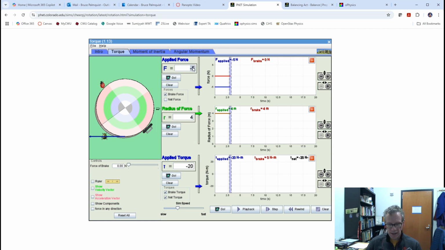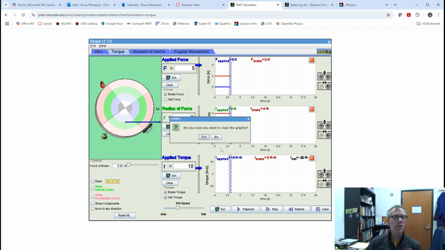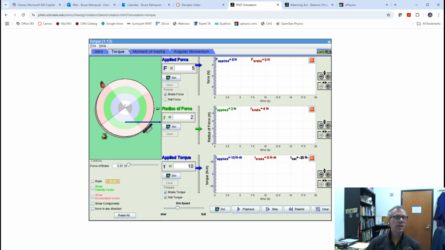So let's go back to 5 again and have a radius of 2. Now we notice the force has moved in from the outer edge. And we get going. We can see that there is a counterclockwise rotation, but the speeding up of the disk is not as great as before.